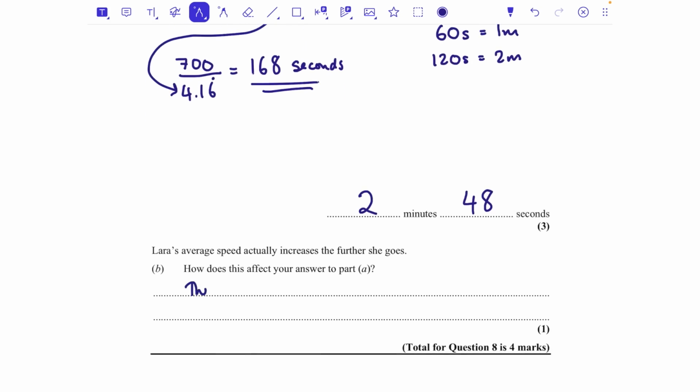So the time would be less if she is going faster. There we go.